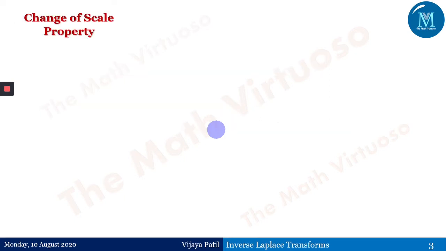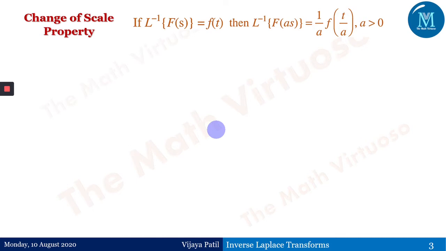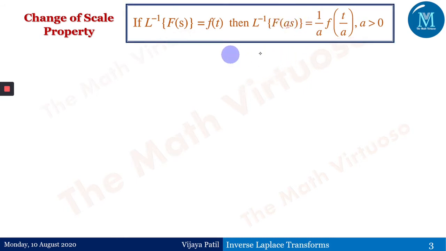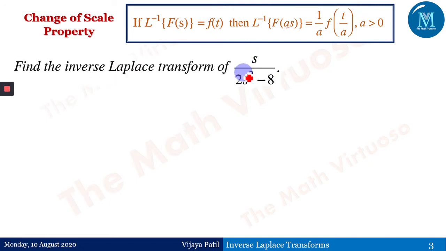What is the change of scale property? The statement says if Laplace inverse of F(s) is f(t), then Laplace inverse of F(as) is equal to 1 by a times f(t by a), where a is greater than 0. This a has to be greater than 0, right? Okay, this is the statement of the change of scale property. Let us go and understand a few examples.